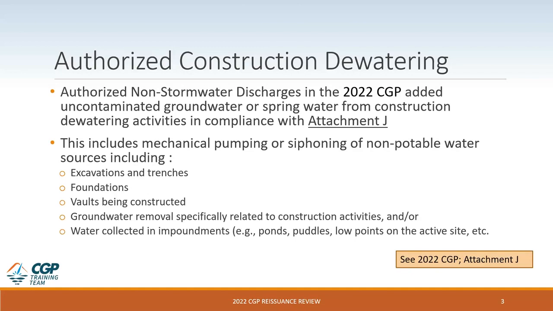Authorized non-stormwater discharges in the 2022 CGP: they did add uncontaminated groundwater or spring water from construction dewatering activities to be allowed, and it's to be in compliance with Attachment J. This includes mechanical pumping or siphoning of non-potable water sources, including excavations and trenches, foundations, vaults being constructed, groundwater removal specifically related to construction activities, and/or water collected in impoundments, for example, ponds, puddles, low points on the active site, etc.